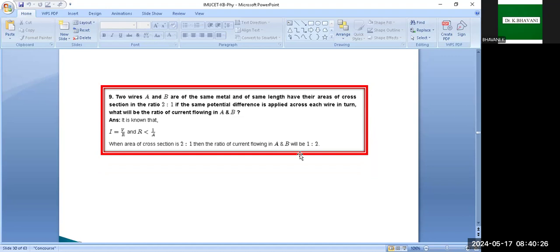This is the two wires A and B, which are made up of the same metal and same length. Their area of cross section ratio is 2:1. What they are asking is, what is the ratio of current flowing in A and B? So we have to go for the formula I = V/R, and R is always proportional to 1/A. So the area of cross section is 2 is to 1, then the ratio of current flowing in A and B will be 1 is to 2.